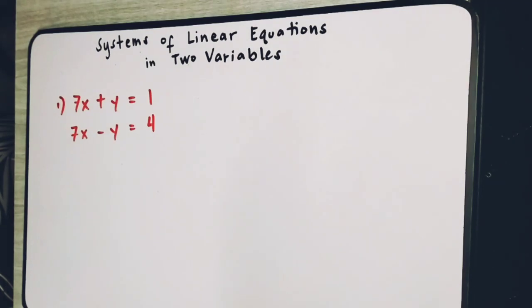First example, identify the kind of system of given equations without graphing. Okay, so we have there 7x plus y equals 1. Then second equation is 7x minus y equals 4. Okay, so the first thing that you need to do is you're going to identify if the given equations are already in standard form. Diba, ano ba yung standard form? That is ax plus by equals c.